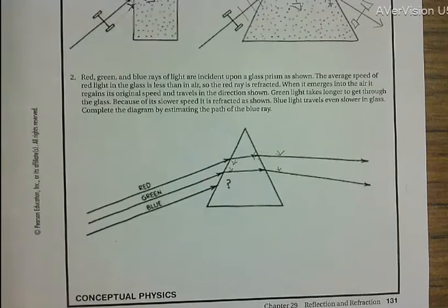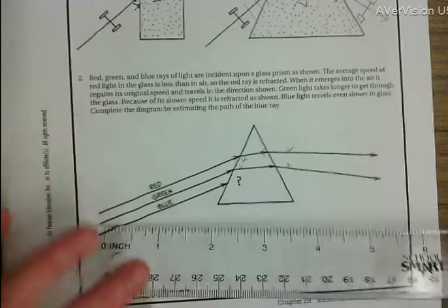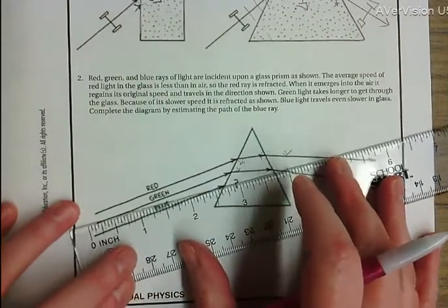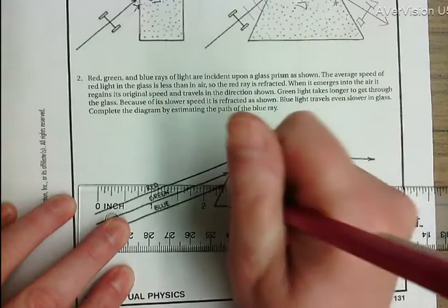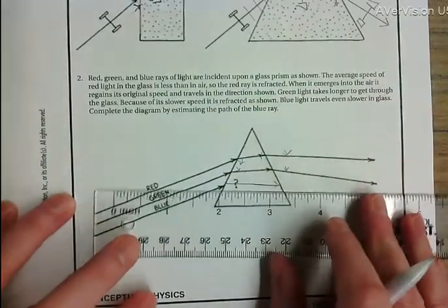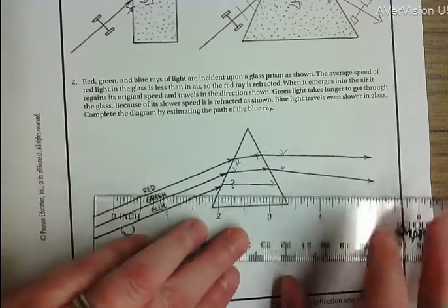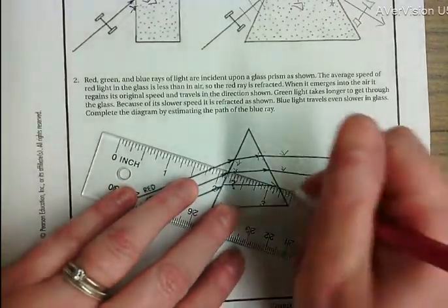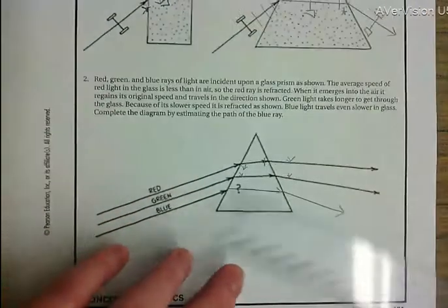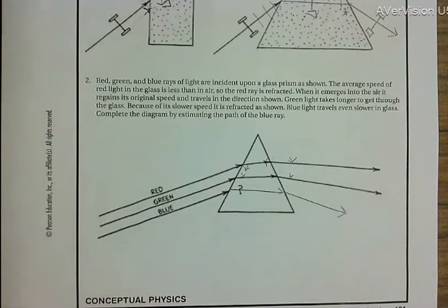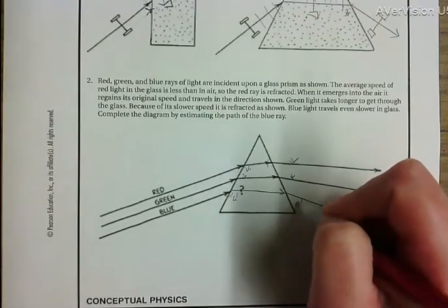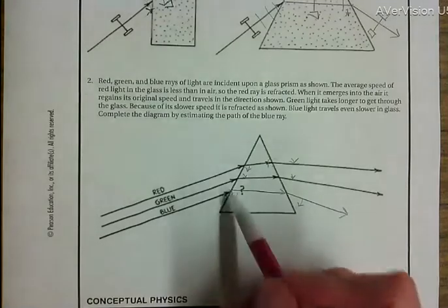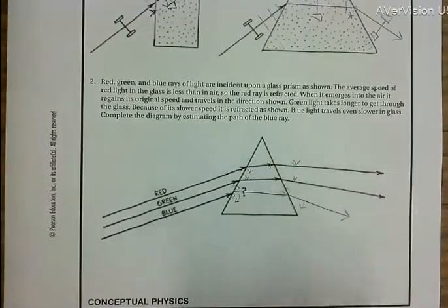Blue light travels even slower in glass. Complete the diagram by estimating the path of the blue light. Because it's even slower, it's going to bend even more. So it's going to be a more significant bend, and even more significant as it comes out. So that might be what our blue light would look like. Because it's moving even slower here, it's going to cause those wheels to be spinning a lot faster on the fast side and a lot more slowly on the slow side, bending it more significantly.